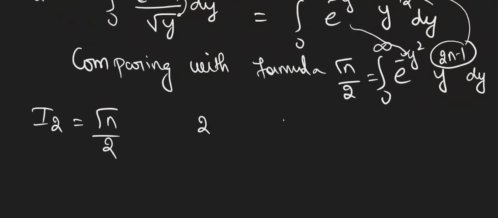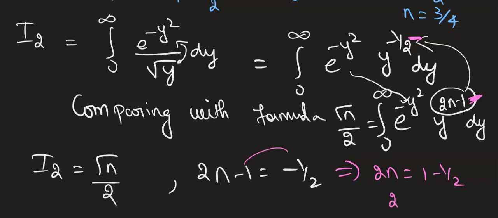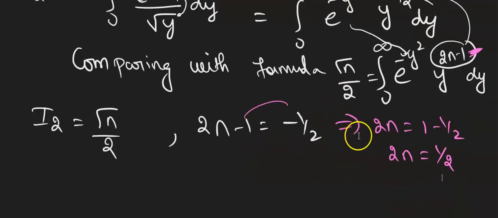In this second half, 2n minus 1 is nothing but minus 1 by 2. Can you see this? This 2n minus 1 is minus 1 by 2, which implies 2n is, if it goes to the other side, plus 1. So 1 minus 1 by 2. 2n is 1 by 2. Therefore, n is equal to 1 by 4.